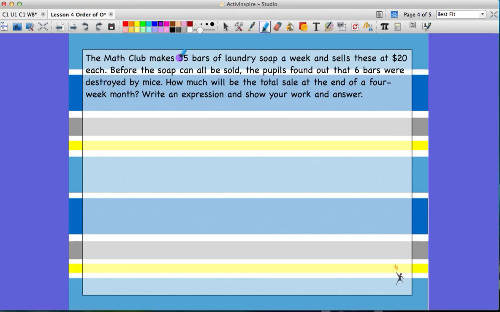Okay, so it's important to know that 35 bars of laundry soap a week is what they make. It's important to know that they sell for $20 each. It's important to know that 6 bars were destroyed. Is it important to know that they were destroyed by mice? No, just that they were destroyed, because now we know that we cannot sell them. And then it's also important to know the question, how much will be the total sale at the end of a 4-week month?